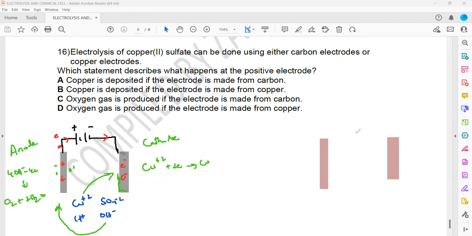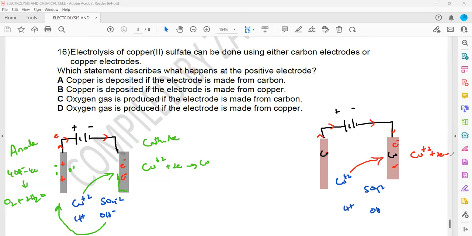But what will be the case if we are using a copper electrode? Like anode is made up of copper, cathode is also made up of copper, and the electrolyte is aqueous copper sulfate. Same thing happen in this case. The electrons move from negative terminal towards the cathode, and electrons are attracted from the anode towards the positive terminal. The copper ions are attracted because they are less reactive. So as a result, at cathode, the copper ions take two electron and it will form a copper metal. So it will stick to the cathode.